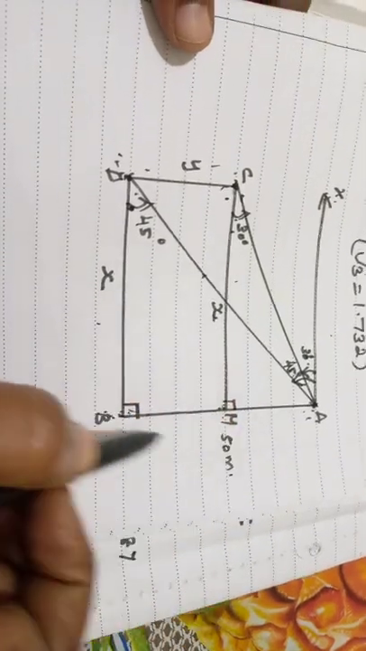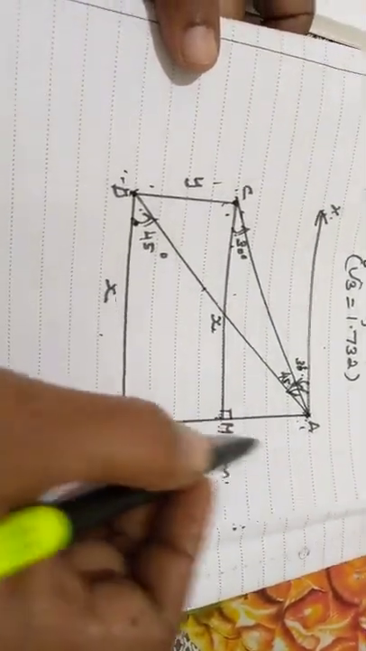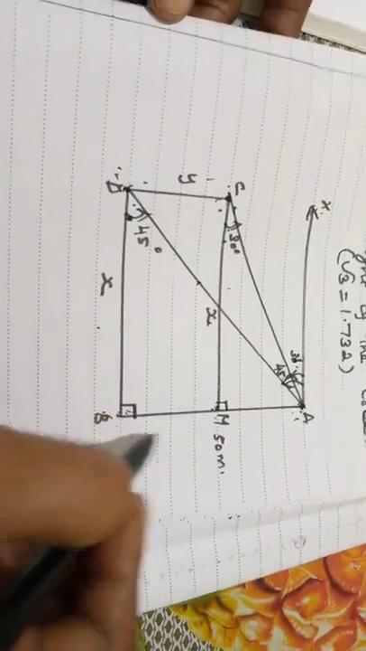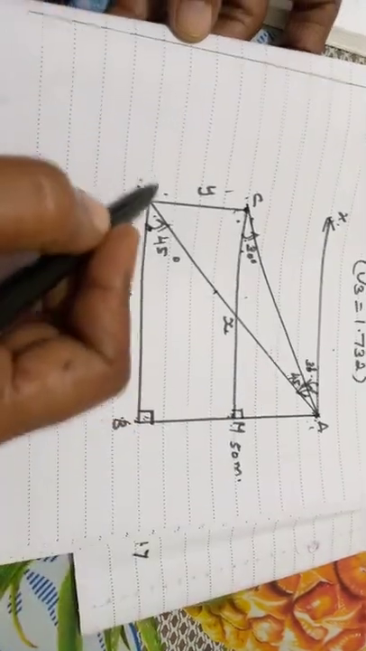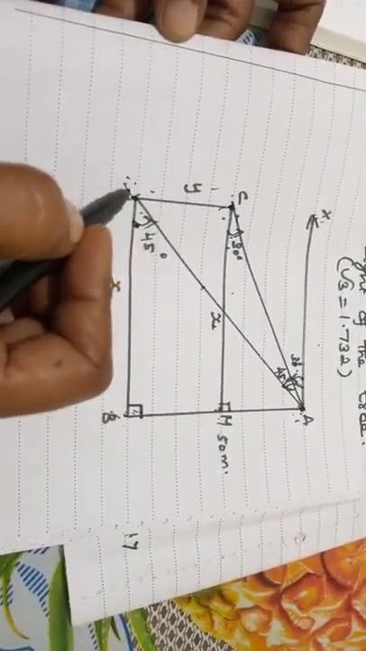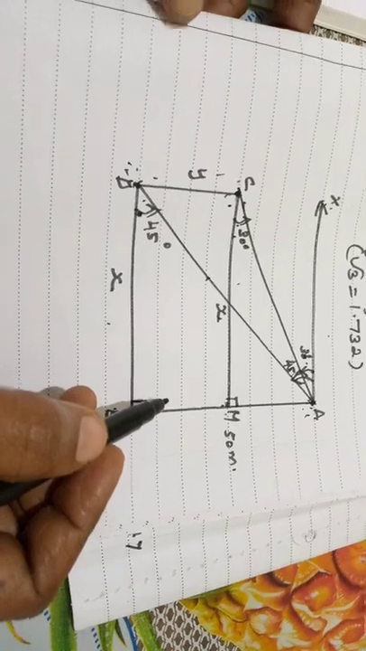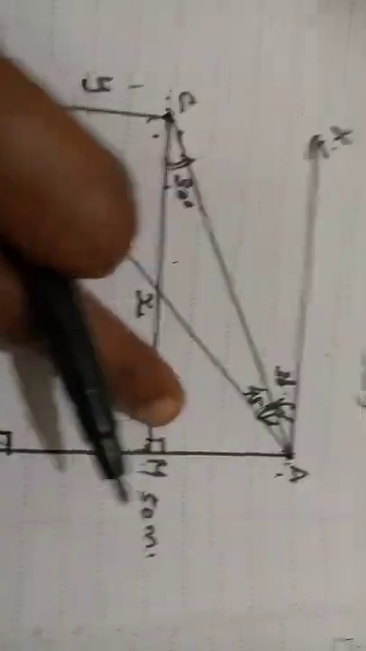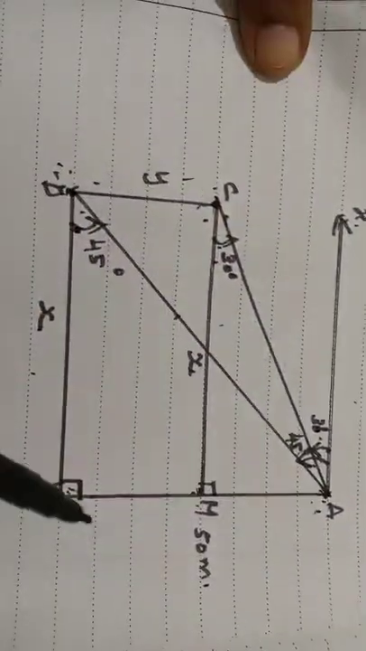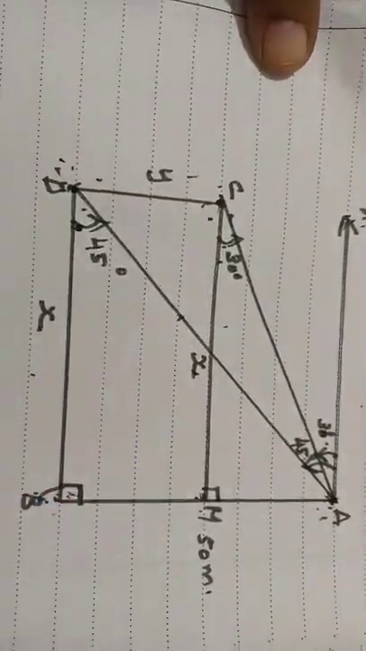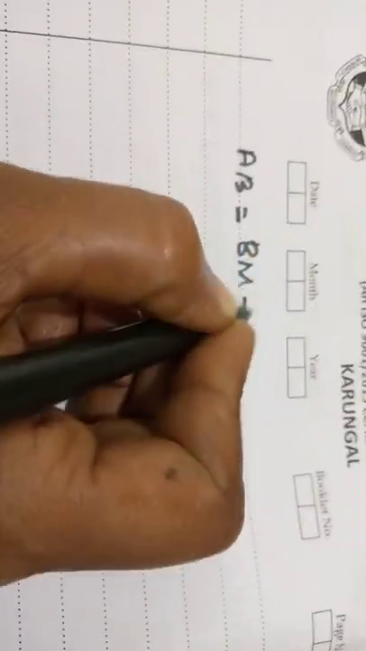This whole distance is 50. So if we subtract this AM value, we get this BM. Here BM and CD will be equal. If we get BM, we can write that value for the CD. These both values will be equal. So let's subtract and write. AB equal to AM plus MB, or BM. So let's write AB equal to BM plus AM. From here BM we need to find.